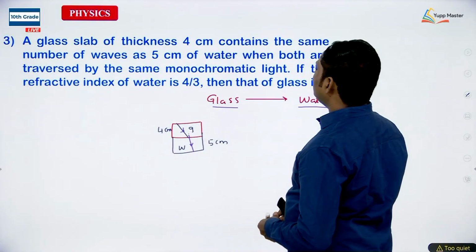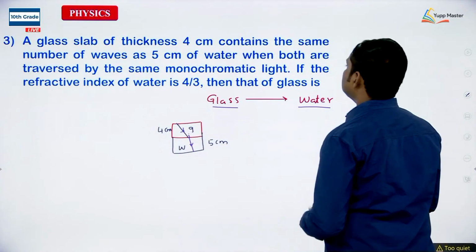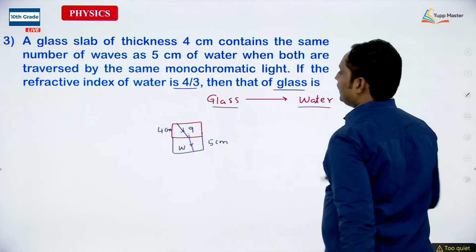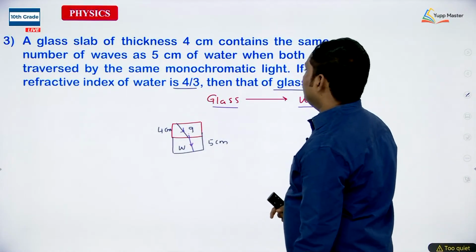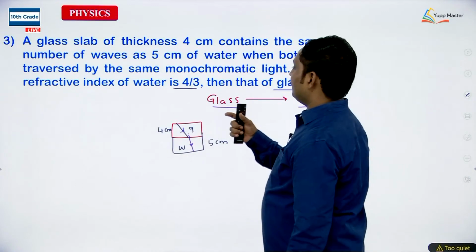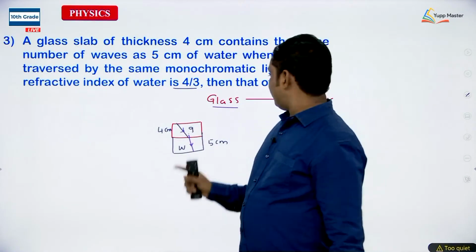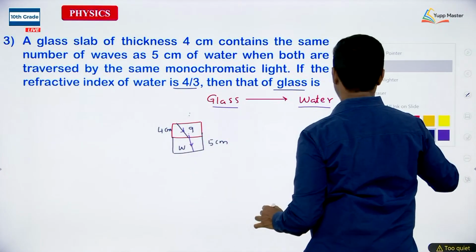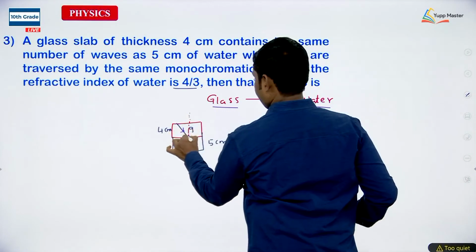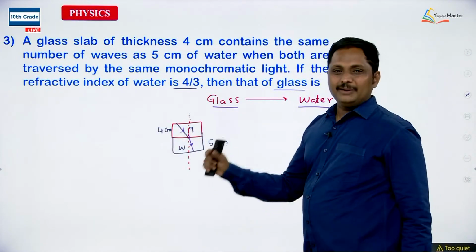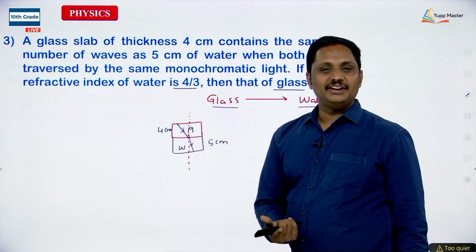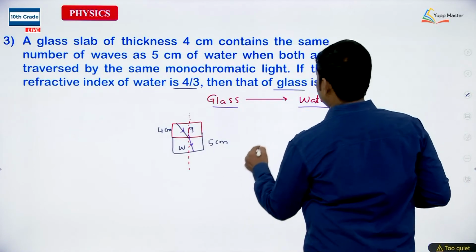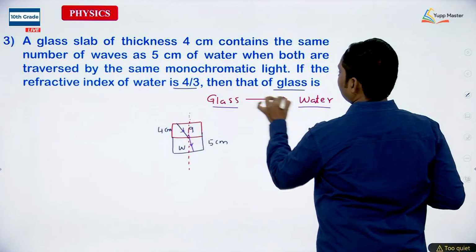Now, as compared to glass and water, its refractive index is going to be more. You will find that light enters from rarer to denser. Rarer to denser. Just one line, it moves normally. But the main thing is you have to calculate the refractive index of that glass, very clear. Now, you know that light enters from glass to water.